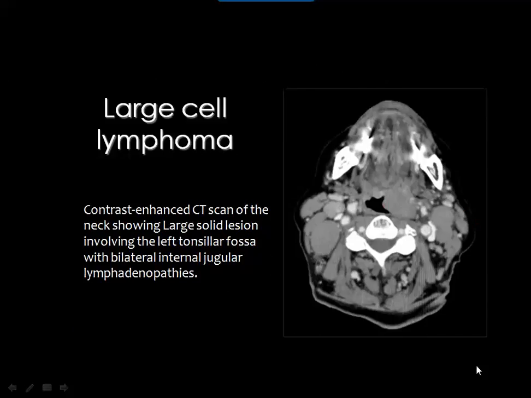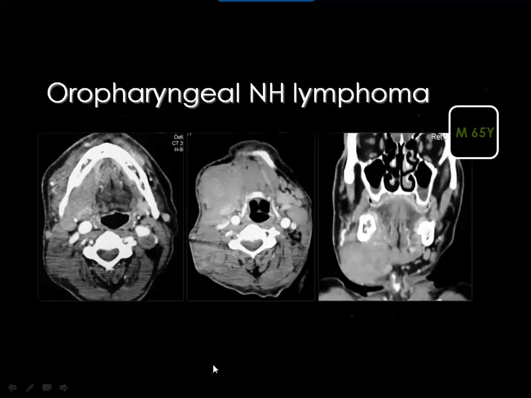Then this is also a case of tonsillar large cell lymphoma. Look at this mass centered at the fossa of the left tonsil, and on both sides you can see bulky, homogeneously enhanced lymph nodes. They are located deep to the sternomastoid muscle, and these are lymphomatous nodes, of course.